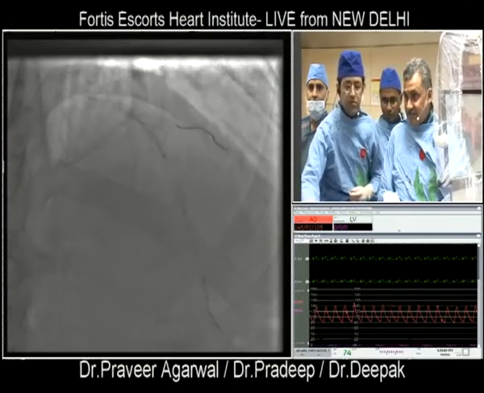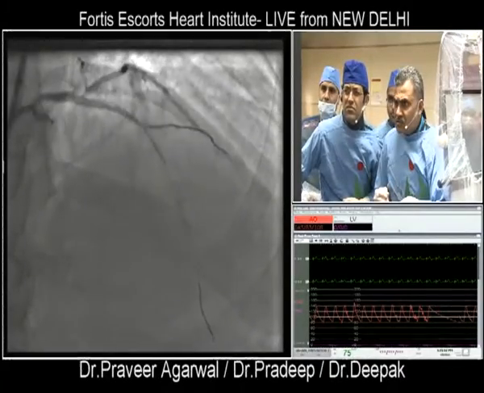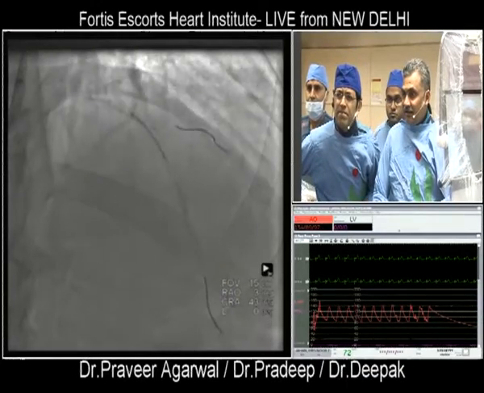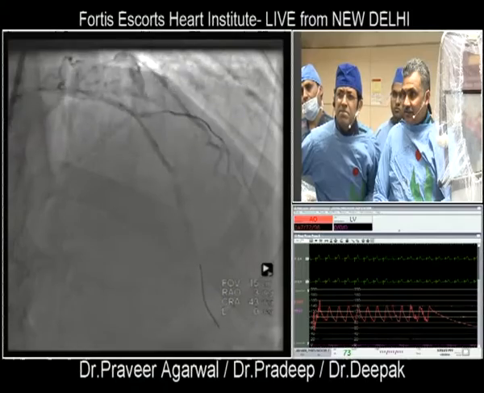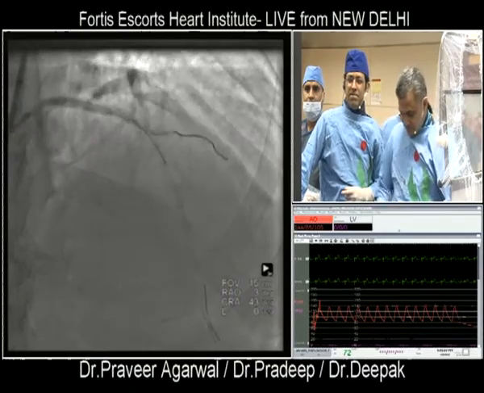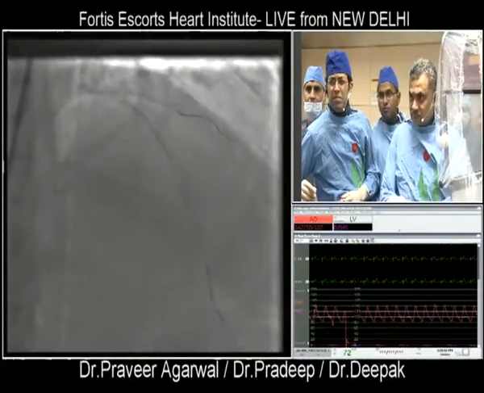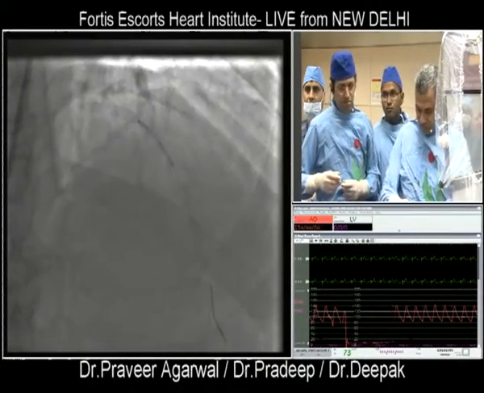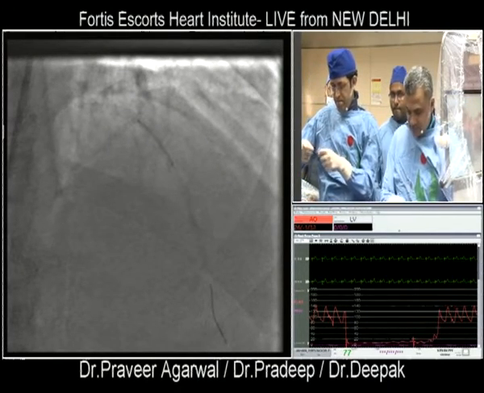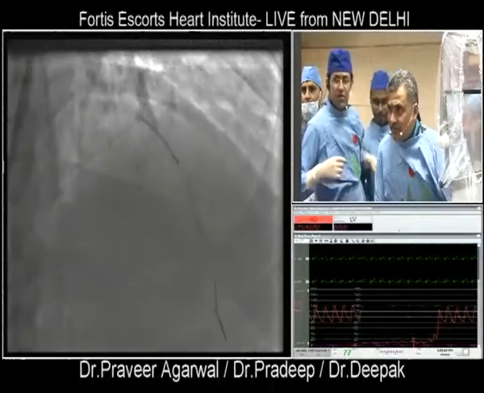It will be locked. See this? There's only one layer. Now you have a little bit of overlap approximately. I will pull it out because I'm not comfortable jailing this wire between the two stents. And we'll see. Okay, go up.